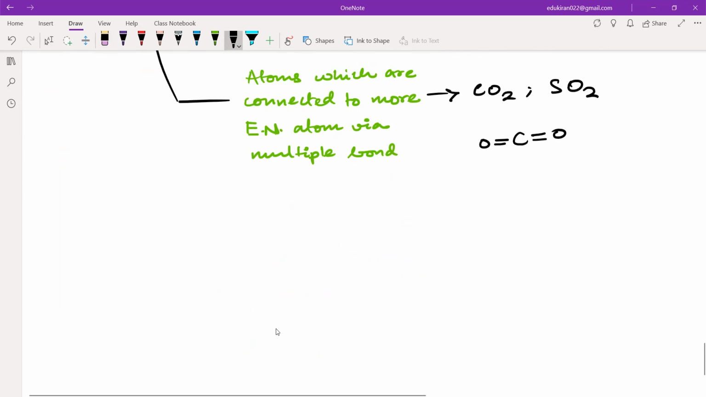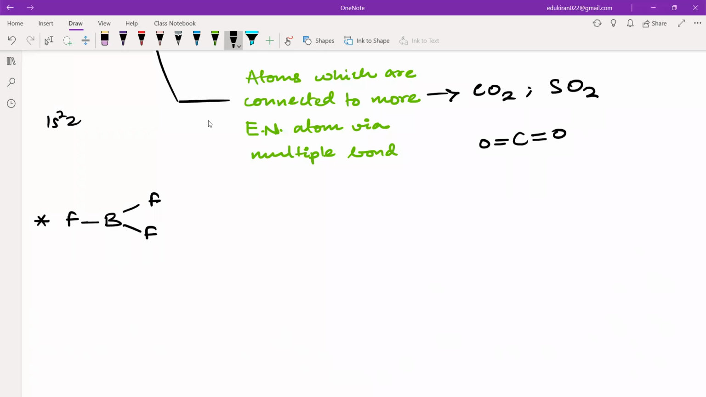These examples are important for you. See, if you have BF3, boron trifluoride, what is the atomic number of boron, guys? Atomic number of boron. Everyone fell asleep? It is 5. You took so long to say 5.